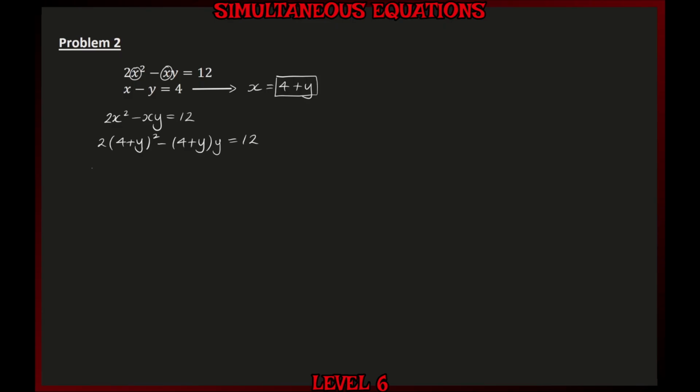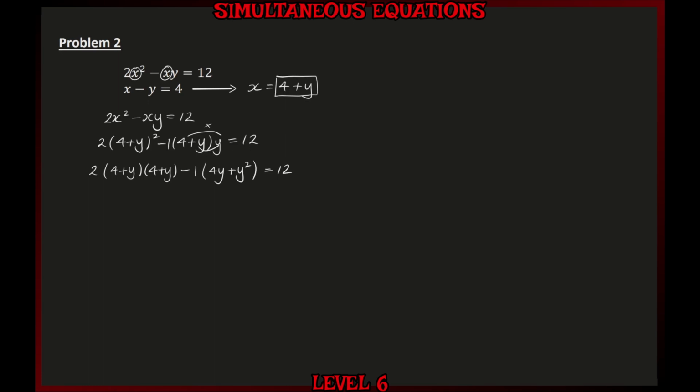Now starting with the first bracket, this is being squared. So we're going to write this as 2 times, and then 4 plus y multiplied by itself. Now the minus that's in front of that next bracket is actually a minus 1. So I'm going to write this as minus 1 multiplied by, and now I'm going to expand. So we have 4 times y, which is 4y, and we have y times y, which is plus y squared, and that's equal to 12.